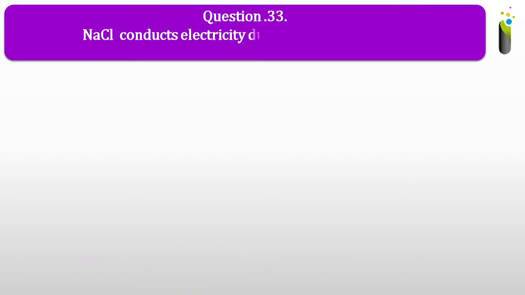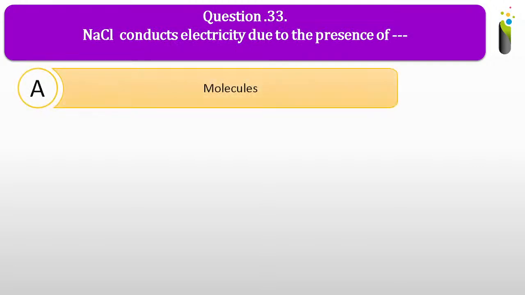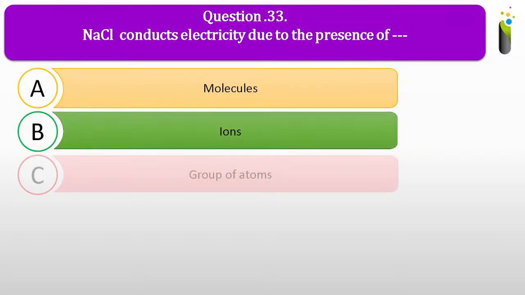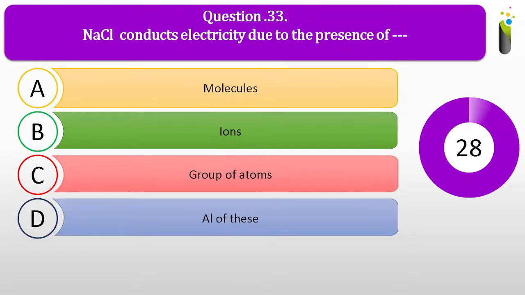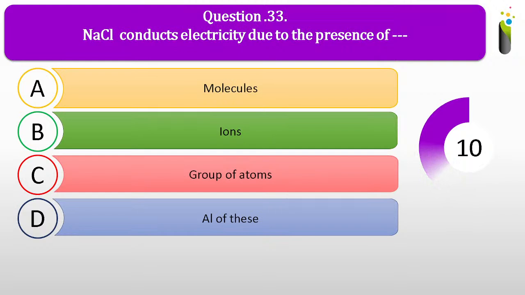Question number 33. NaCl conducts electricity due to presence of dash. A. Molecules. B. Ions. C. Group of atoms. D. All of these. So NaCl conducts electricity due to the presence of dash. Is it A, molecules? Is it B, ions? Is it C, group of atoms? Is it D, all of these?